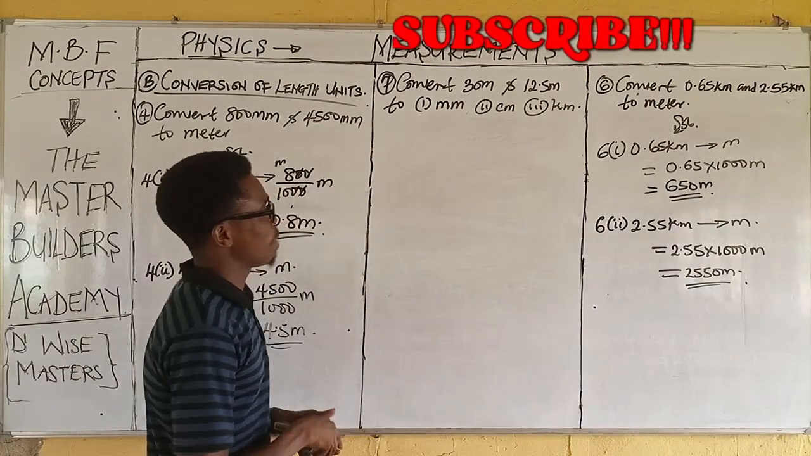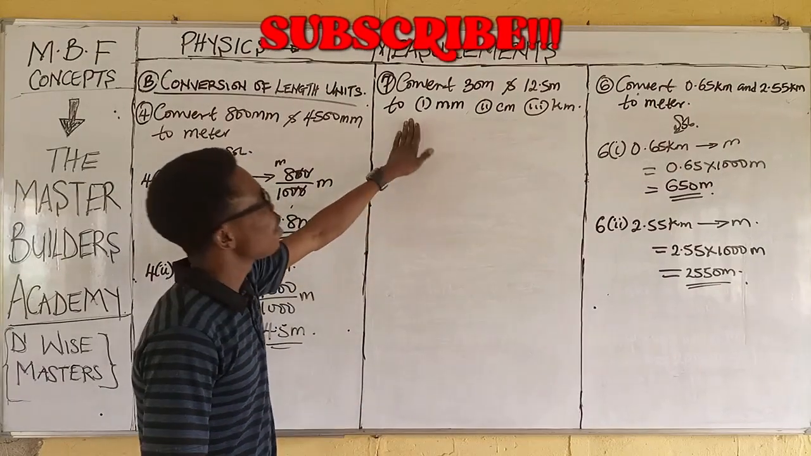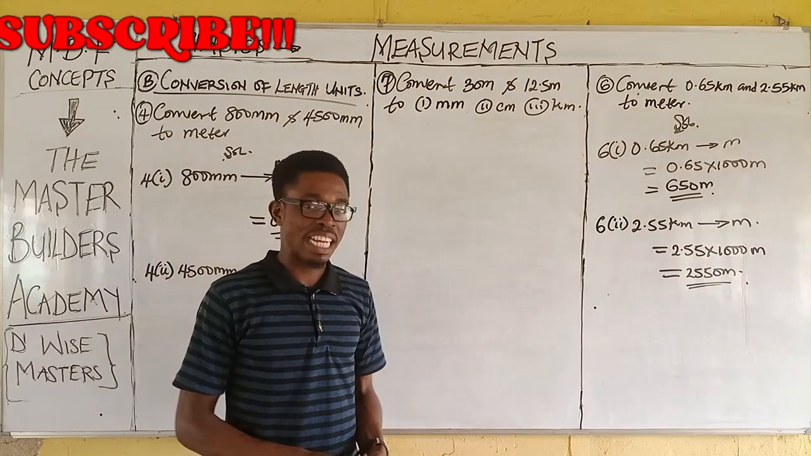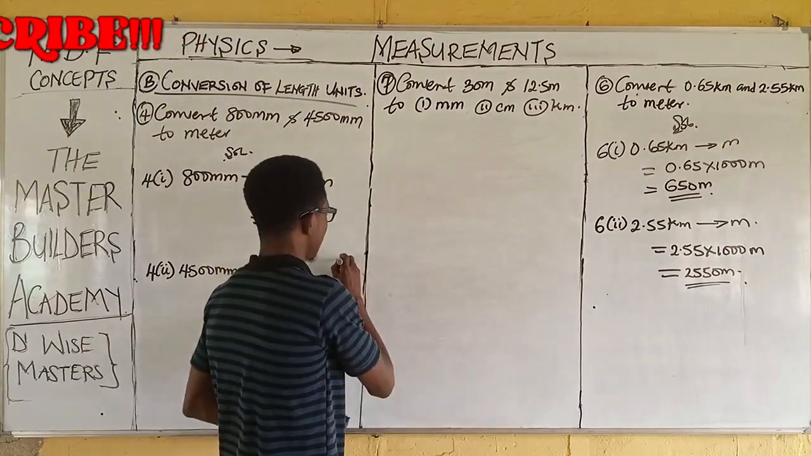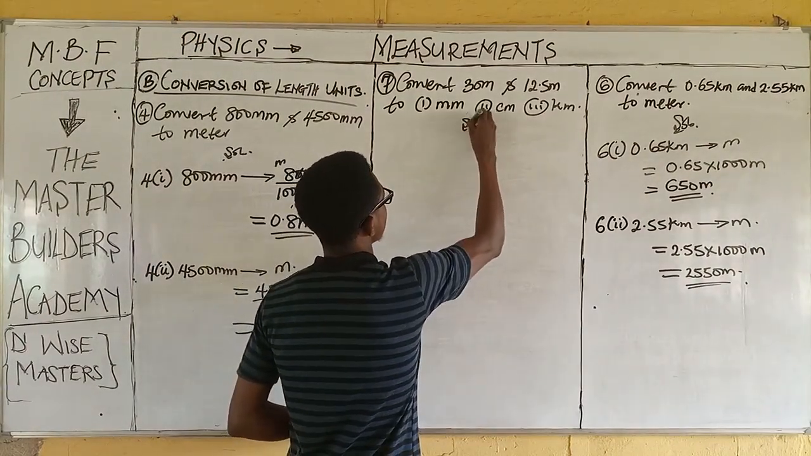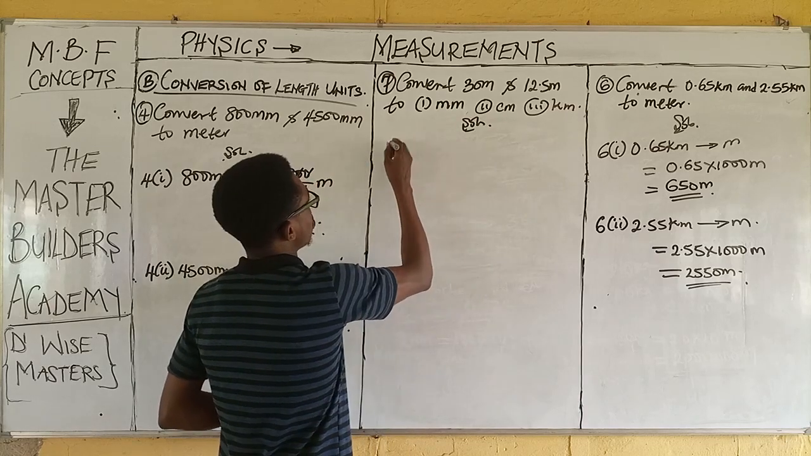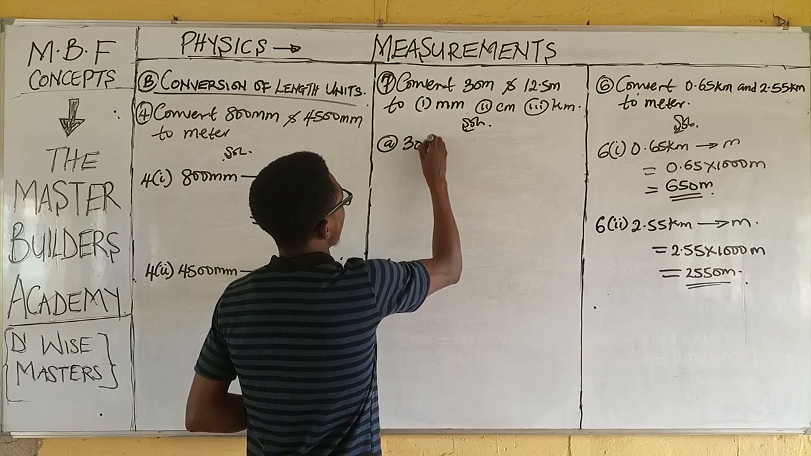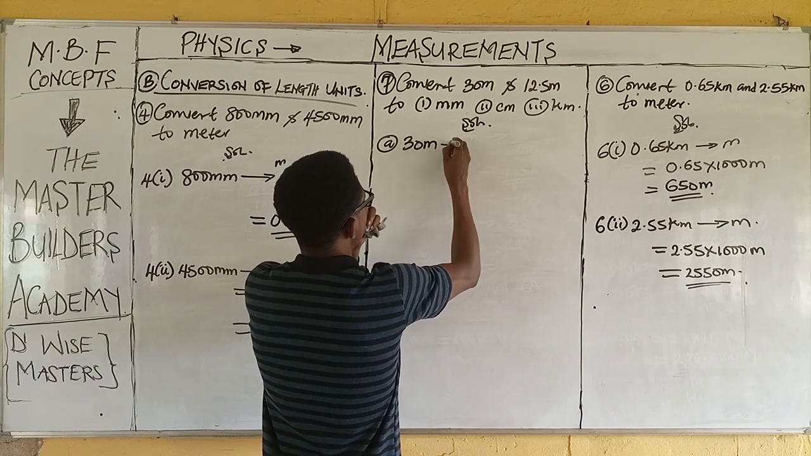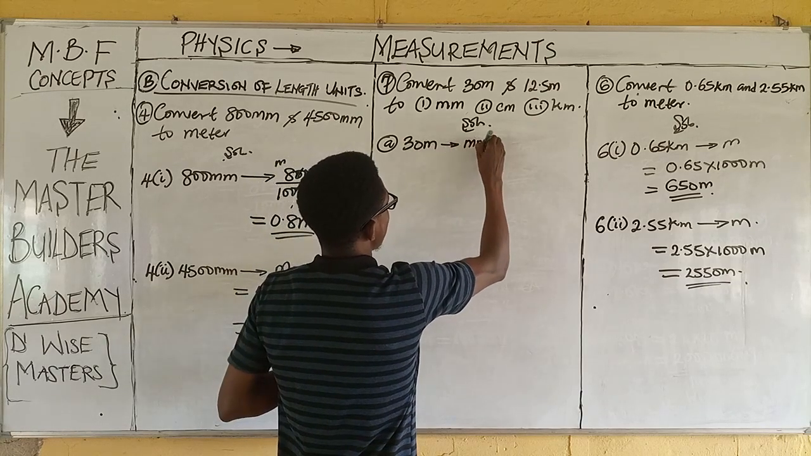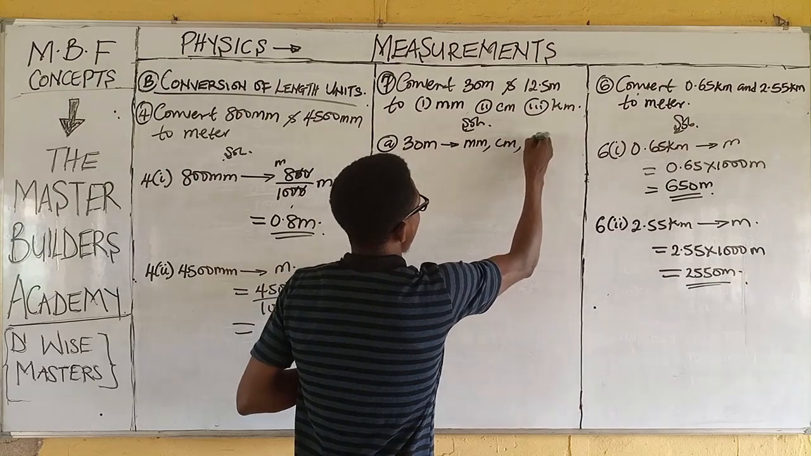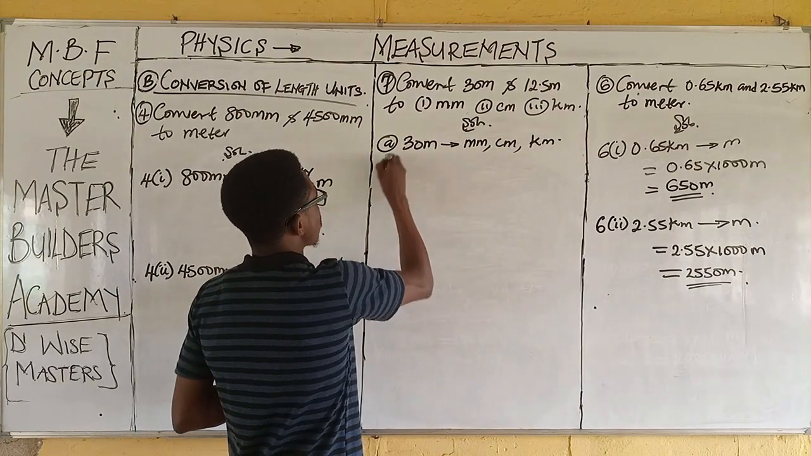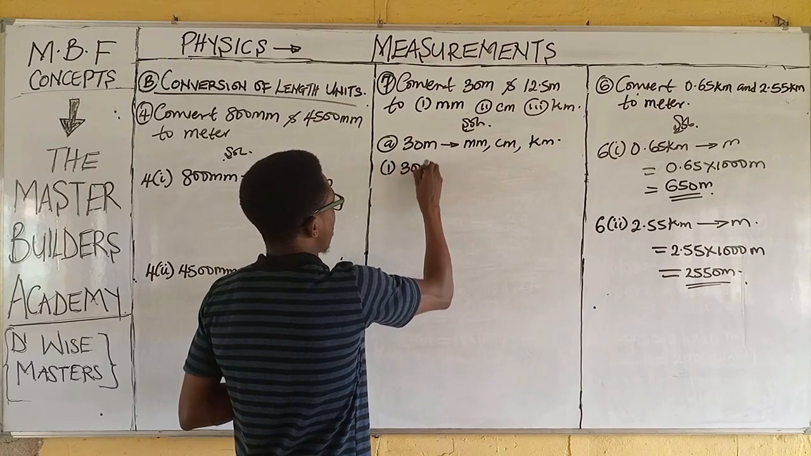Now, let me hold you by the hand and walk you through the process of converting from meters to other units of measurements of length. Now we have this as solution, and we call this 7A, which is 30 meters. And we have to convert this to millimeter, centimeter, and kilometer. Okay? Now, let's call this I, 30 meter.